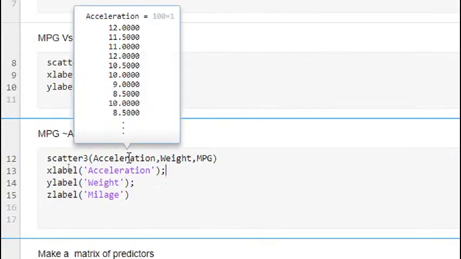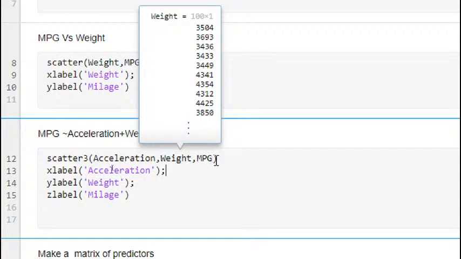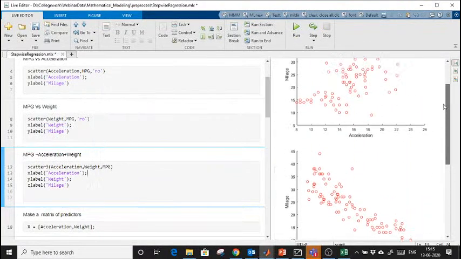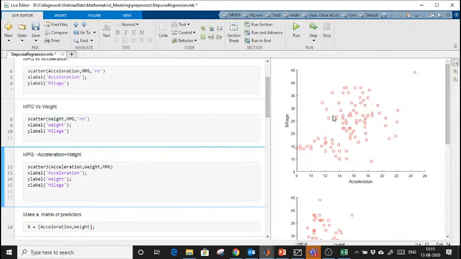Acceleration will be on the x-axis, weight will be on the y-axis and mileage will be on the z-axis. By this graph you can find out the correlation between predictors and outputs. You see in this case on the x-axis we have acceleration and mileage is the output. When I am increasing or decreasing acceleration, how is the mileage varying? So by this figure you can say mileage is not so dependent on acceleration. But in my case I had only 3 predictors, so I was able to visualize and remove them. So in this case I can remove acceleration.